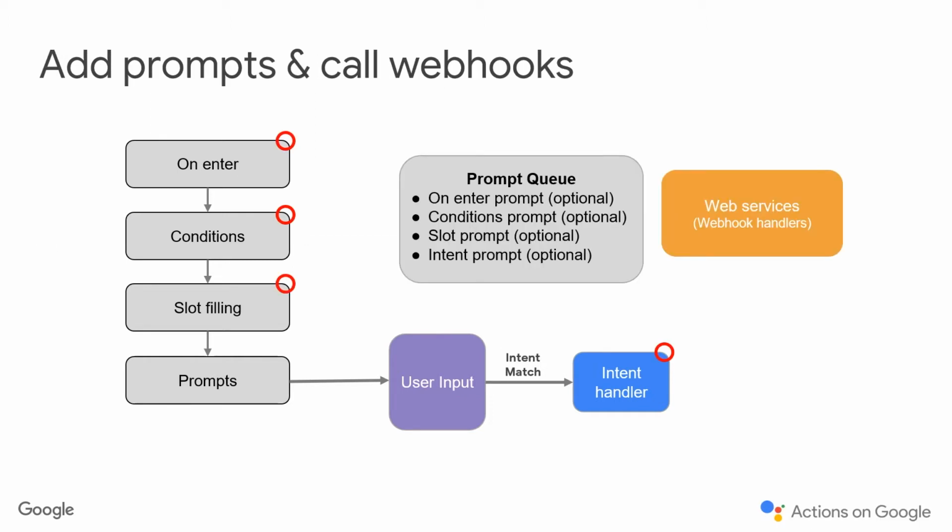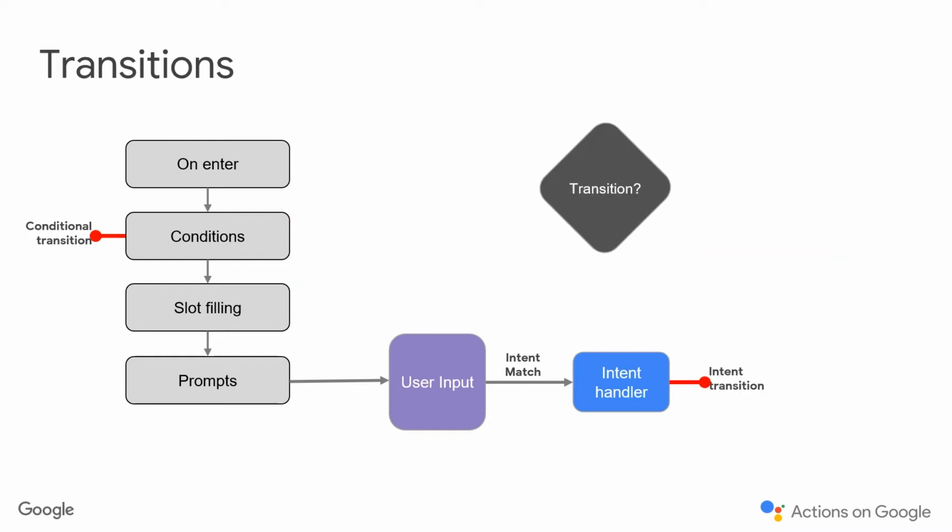Prompts can be added to the prompt queue onEnter, conditions, slot filling, and in intent handlers. You can also call your webhook on these stages as well. Transitions can happen in condition checking when conditions are met, and in the intent handler. So let's go and do a live demo and check out how these tools are actually used.